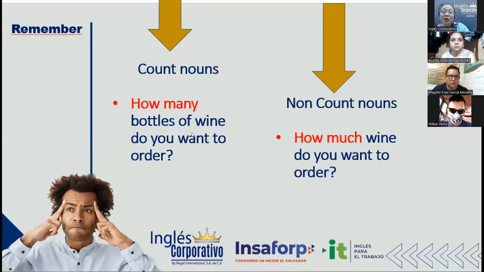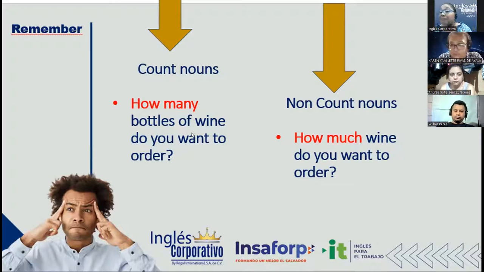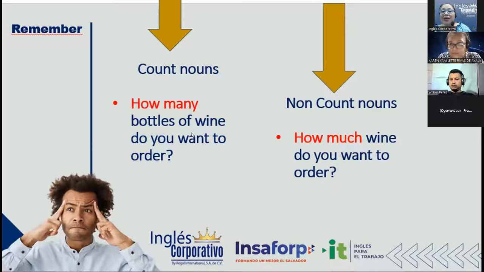Ahora, ¿cómo sería esto? El vino no es contable, ¿verdad? Es un líquido. Normalmente los líquidos son no contables, ¿sí? ¿Qué líquidos podríamos decir que no son contables? Water, gasoline, juice, milk, soda, beer. Yes, beer. So these beverages are not countable, right? Per se, we need a quantifier, right?